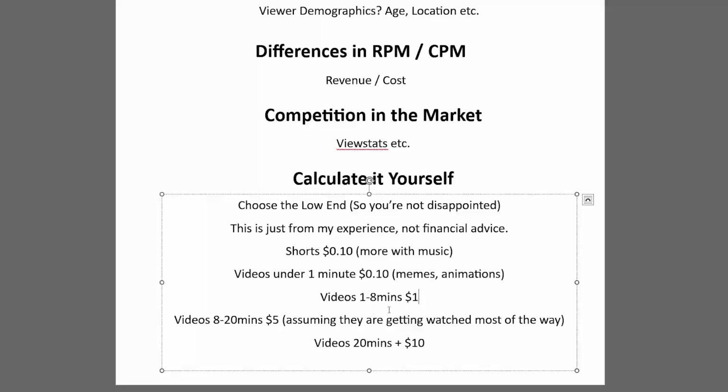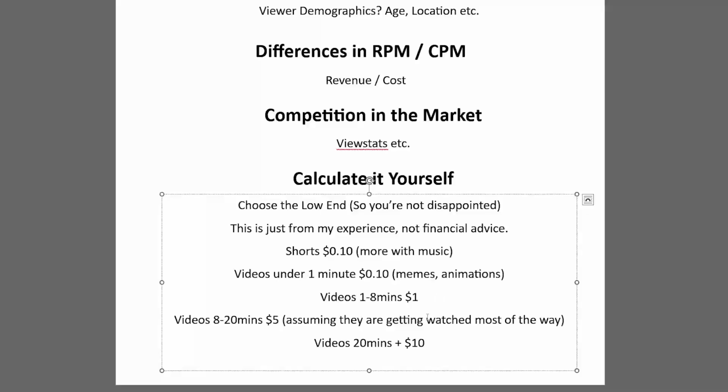Videos 1 to 8 minutes, this can vary widely, especially if you're doing a very advertiser-friendly topic like finance or travel in some cases, or something, I know, retirement accounts. It's going to bump that up. But if you're just estimating, just say $1, okay? Just say $1 RPM. Don't get too excited. Keep your hopes low. If the video is 1 to 8 minutes long, $1 RPM.